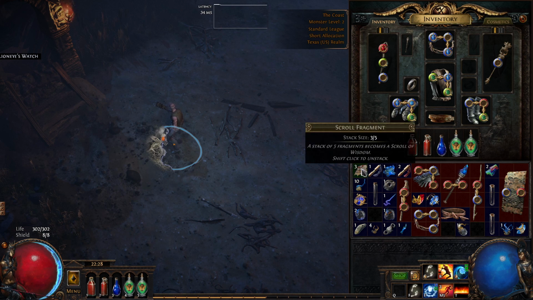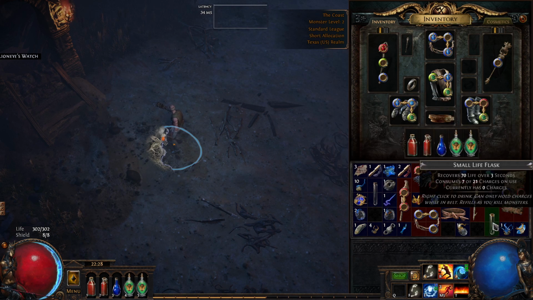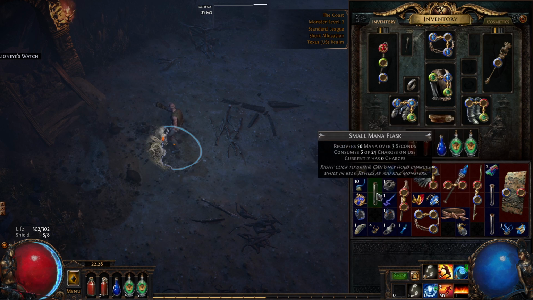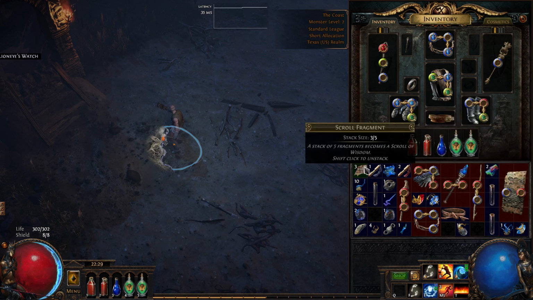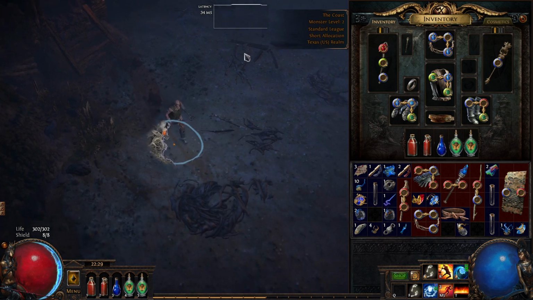I have these 3 scroll fragments, and I have a couple of flasks that are still in here because I haven't thrown them on the ground, which will happen sometimes, or I picked them up along the way and they've just been stuck in my inventory. So I might be able to sell these flasks for scrolls to get just 3, but I also have another issue on top of that.